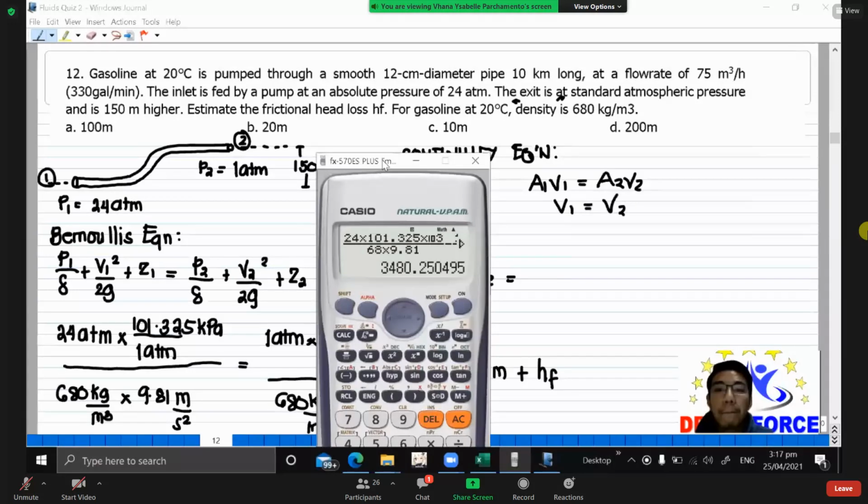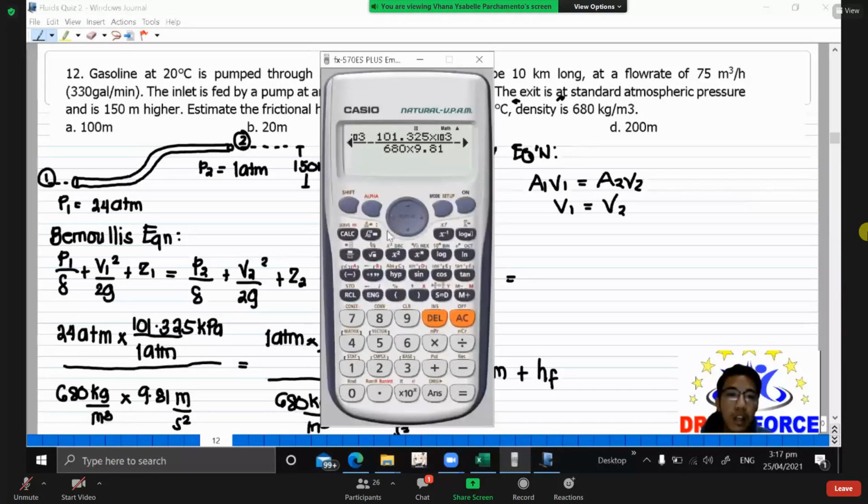But from the choices, wala. Double check natin, baka nagkamali tayo ng input. Okay, 9.81, 680, 101. Try natin alisin yung kilo dito, kasi naka-kilograms sa baba. 325. 146.